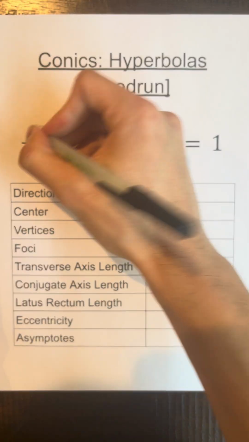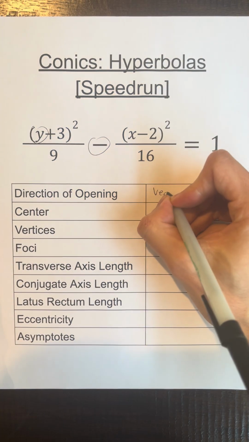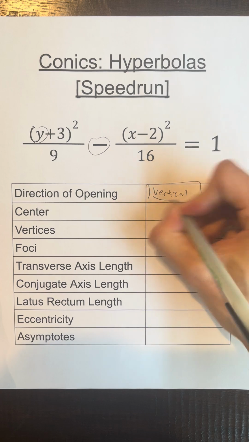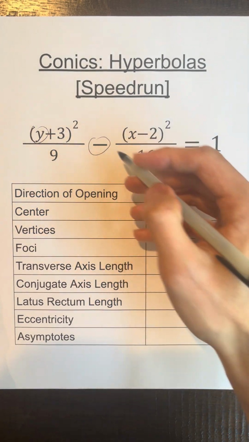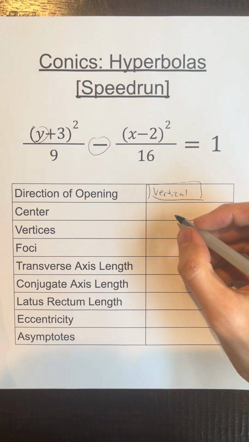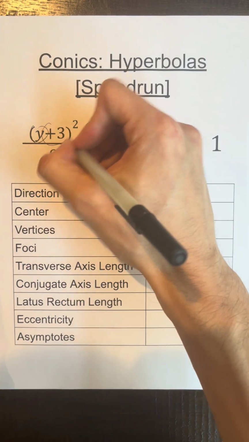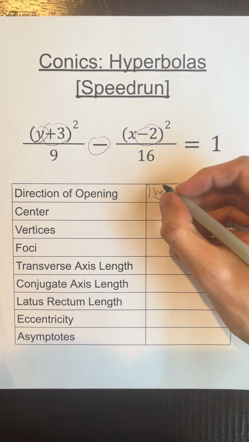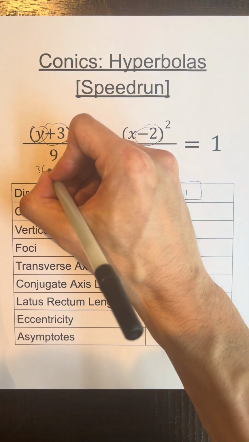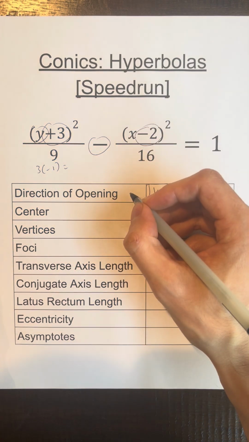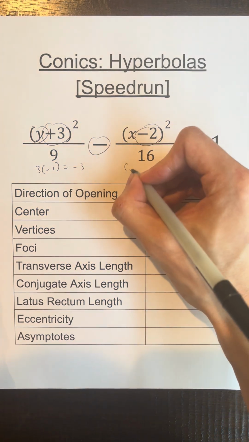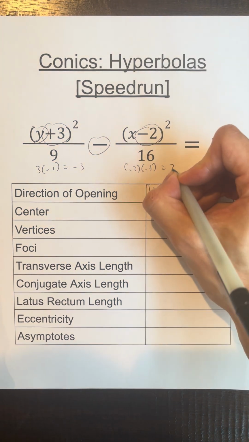If you see y in front of the minus sign, it's going to open vertically. This is your answer. If there was an x in front of the minus sign, it would open horizontally. To get the center, take these two numbers and multiply them by -1. So positive 3 times -1 is how much? -3, and -2 times -1 is 2.